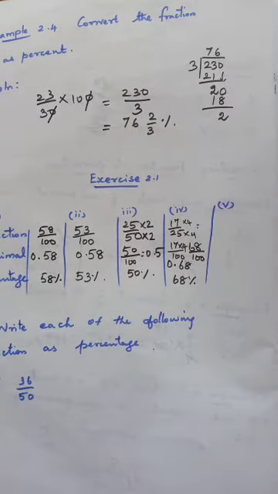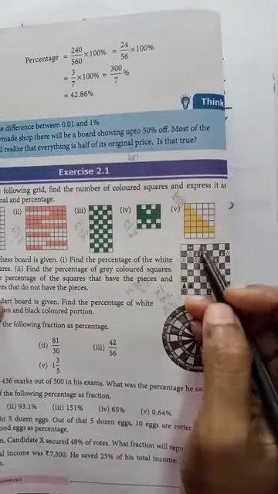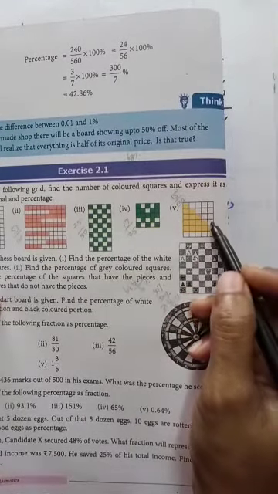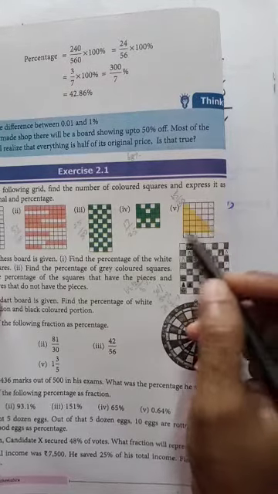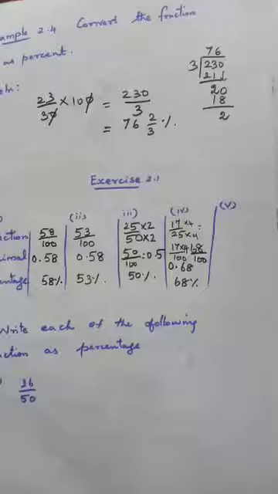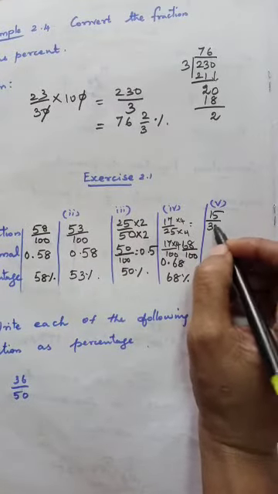Shall we move to the fifth problem. Here it is 30 boxes. Count 1, 2, 3, 4, 5, 6. 1, 2, 3, 4, 5. 6 5s are 30 boxes. Out of the 30, 15 are shaded. So the fraction is 15 by 30.